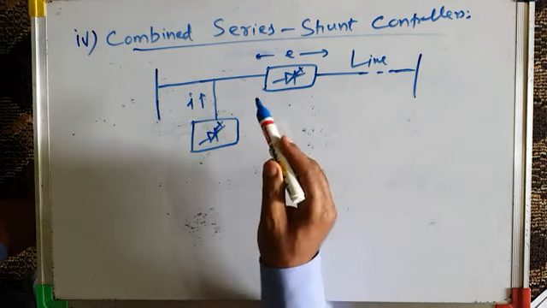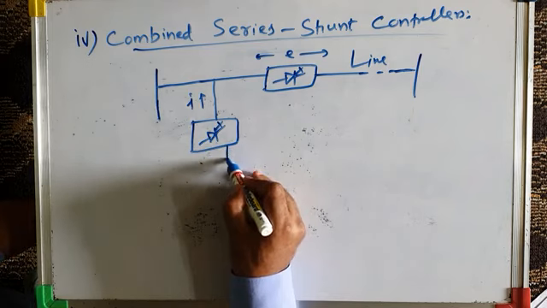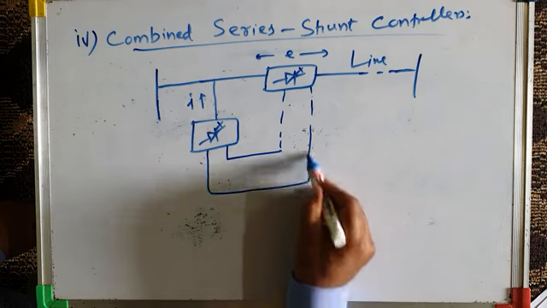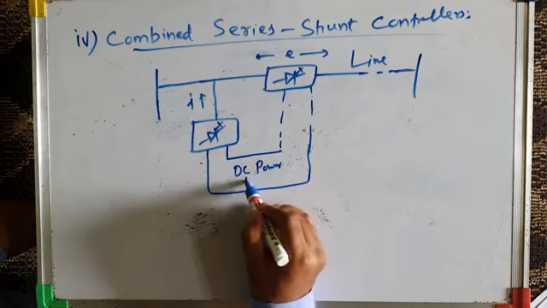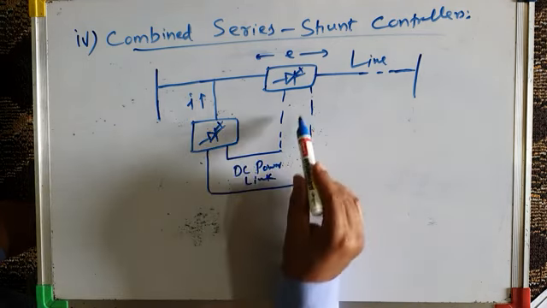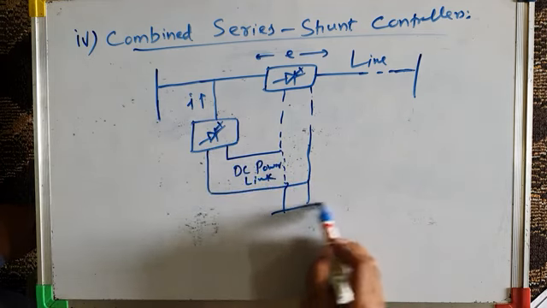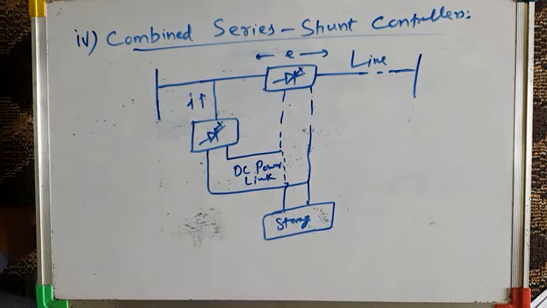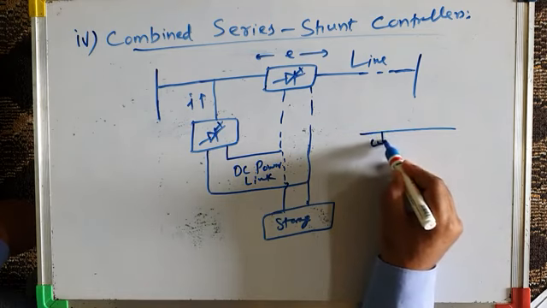Here, this is the generalized block diagram or schematic diagram. So this is the common DC link, DC power link. Okay, this is the shunt controller, this is the series controller, with a common DC power link, and we may have a storage also. It depends whether you require a storage or not. It may be with storage.